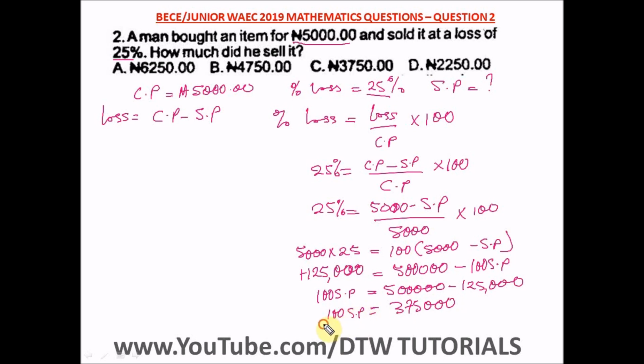To get our selling price, we divide both sides by 100. These 2 zeros will cancel out these 2 zeros, this 100 will cancel out this 100, and we're left with our selling price SP as 3,750 naira. Okay, so this is our answer, 3,750 naira. And what is our right option? Our right option is option C.